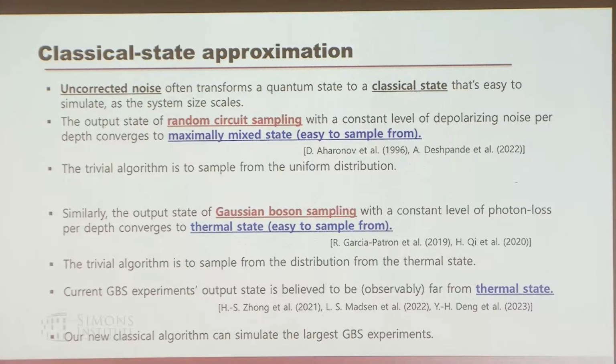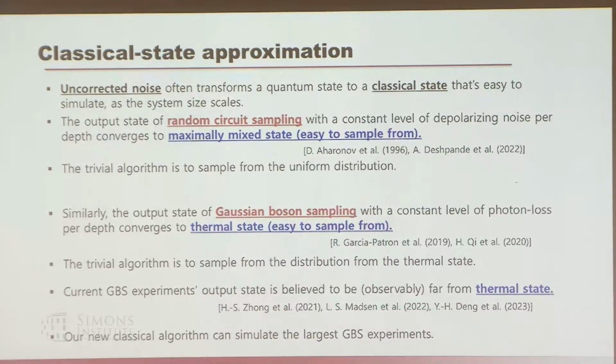And our contribution is this. Motivated by this type of intuition, we invented a new classical algorithm that can take advantage of the effect of loss, so that we can reduce the complexity of our algorithm really much, so that we can simulate the largest Gaussian boson sampling circuit.